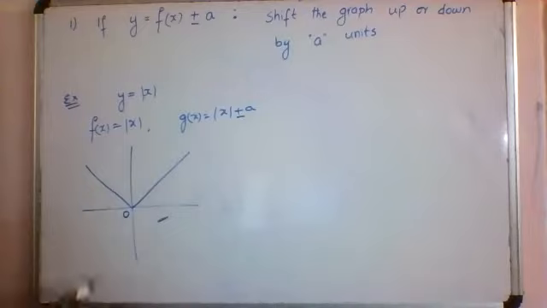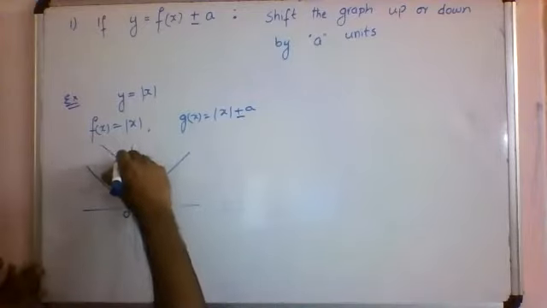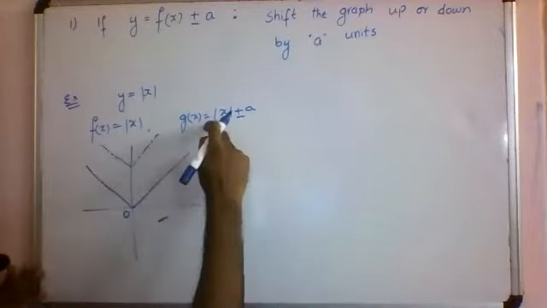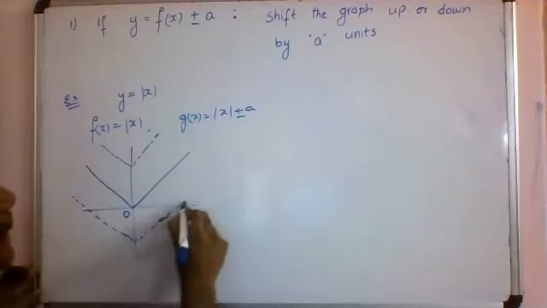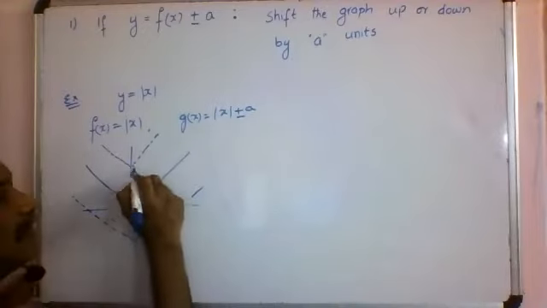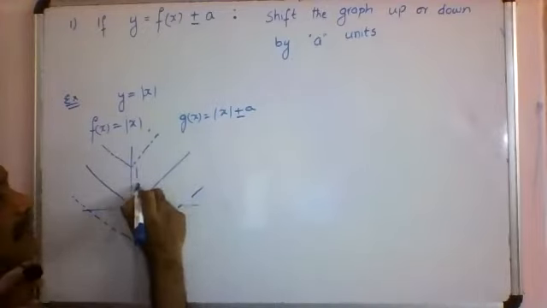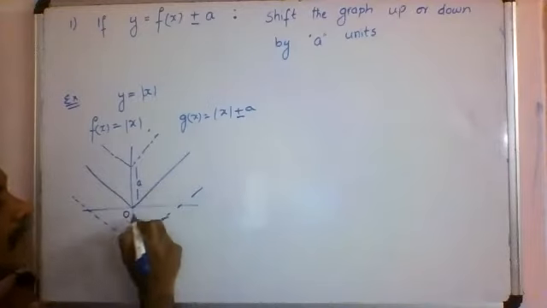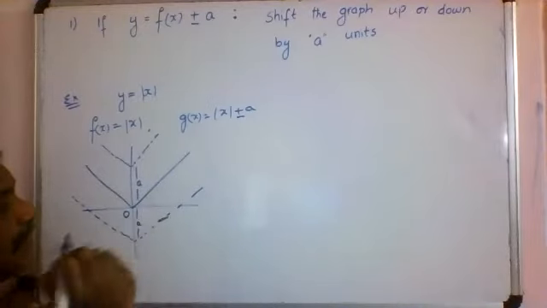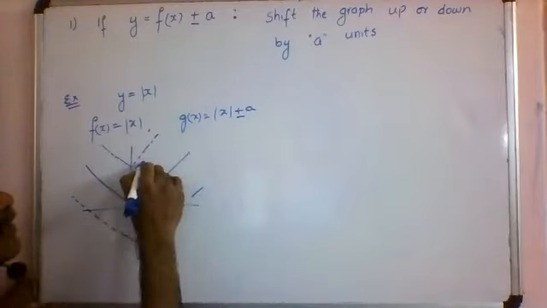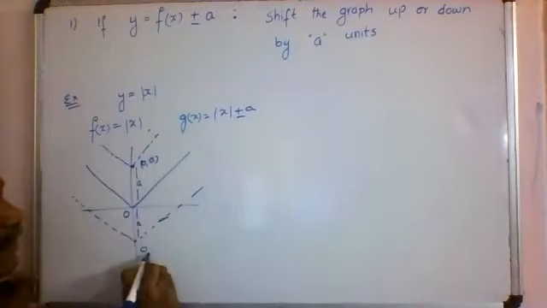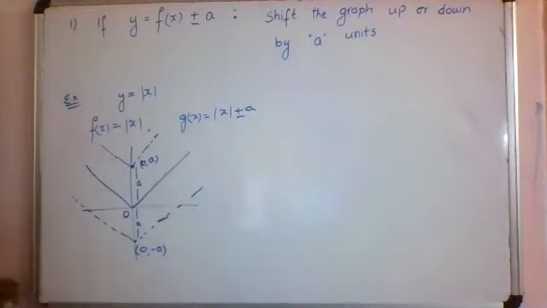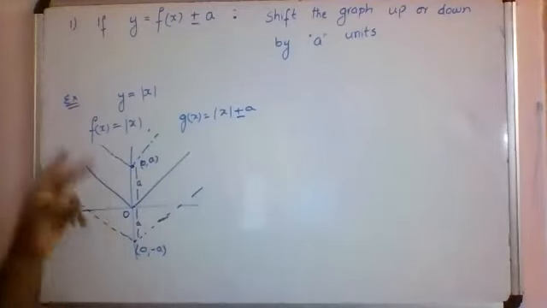I hope you understood. Now this is going to be your mod x plus a, and this is going to be your mod x minus a. From here to here the distance is a units, and from here to here also a units. You can take this point as 0 comma a, and this point as 0 comma minus a. So the dotted lines represent our new graph, and this is the basic graph. Remember, note down.